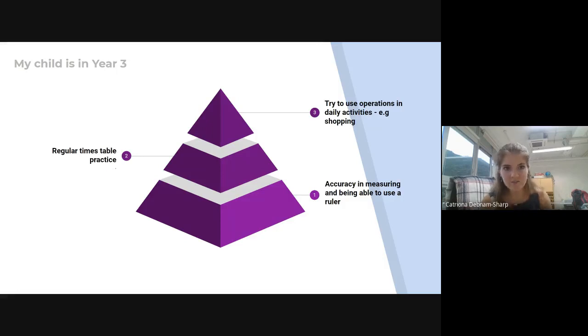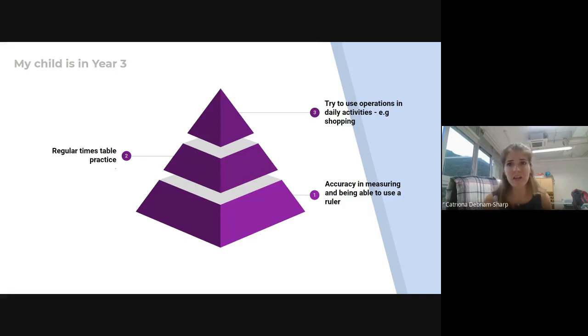The second thing, regular times table practice. It's actually expected by the end of year 4 that children know all of their times tables up to the 12 times tables with quick instant recall. So if we get that in year 3, that is really beneficial. The way that the children can do that is in any way that you think would be most beneficial, but at the same time, Times Table Rockstars, which I'll share with you later, is a really good platform. It's gamified and the children do really enjoy it.